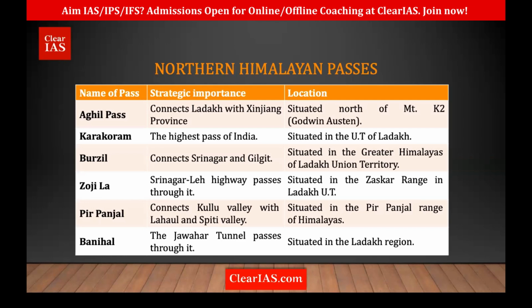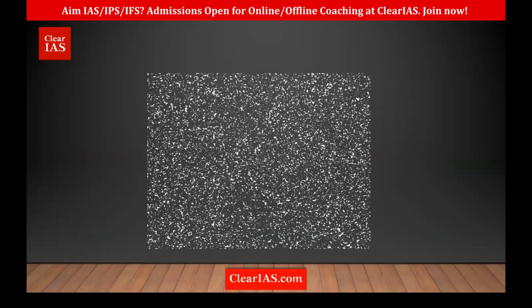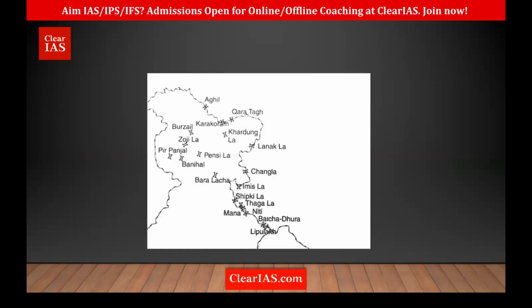Another one is Pir Panjal. It is to the south, connects Kulu Valley to the Lahul Spiti region, that is Kashmir to Himachal. Then we have the Banihal Pass, where the Jawahar Tunnel is being constructed. See, we saw the location. So there is Aghil Pass, Burzil, Zojila, Pir Panjal, Banihal.